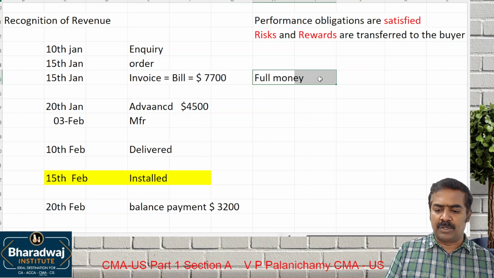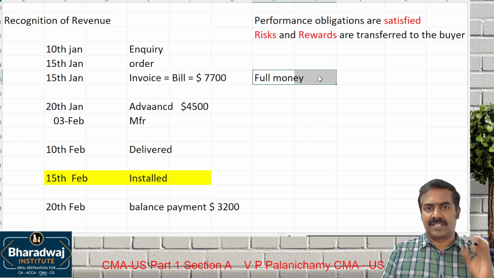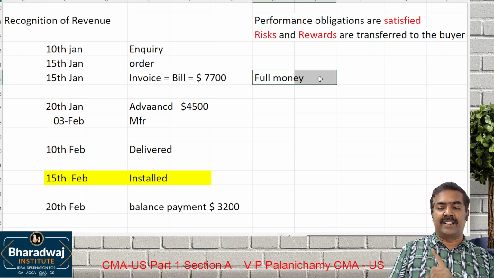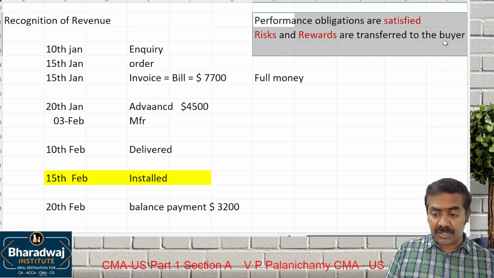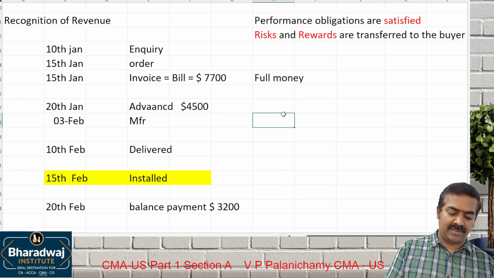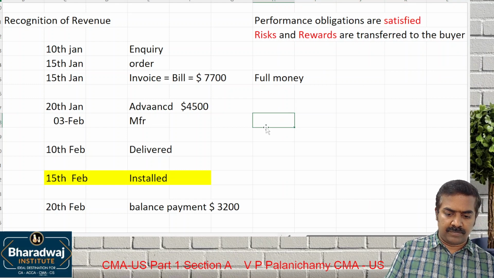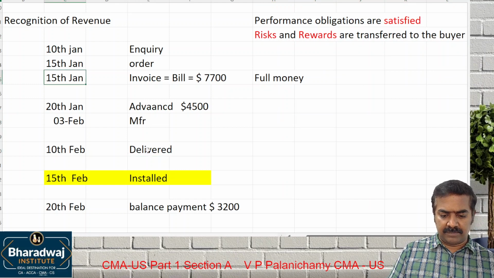Number two, you may get advance money also. Just take it as an advance from the customer only. Don't take it as income. Income can be recognized only when this is satisfied. But JVs can be passed, correct? The entry can be passed like an advance money. Okay.